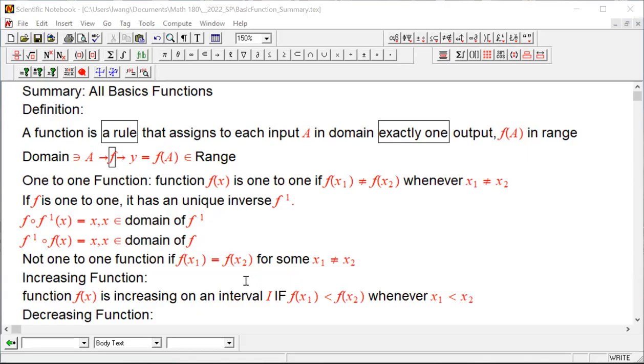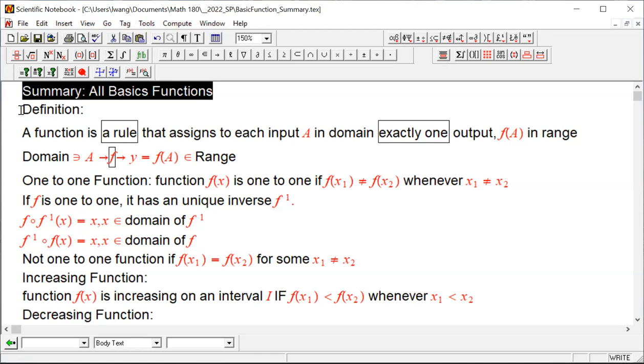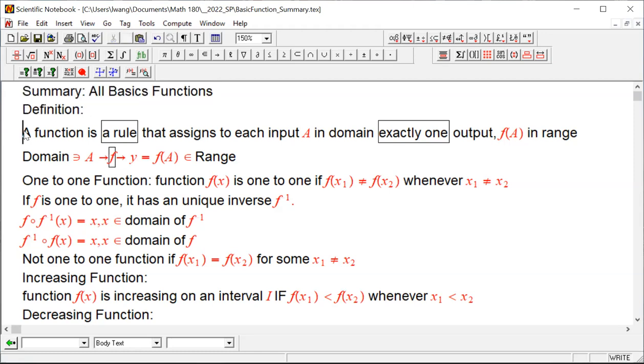Hello, in this lesson, we've been summarizing our functions periodically, but this time we're going to do a summary for all of the functions we have studied since the first, constant functions. And if we look back, we have covered the concept of function.